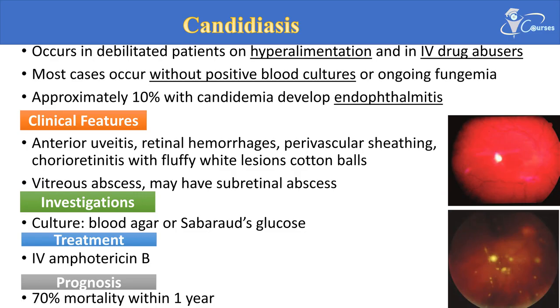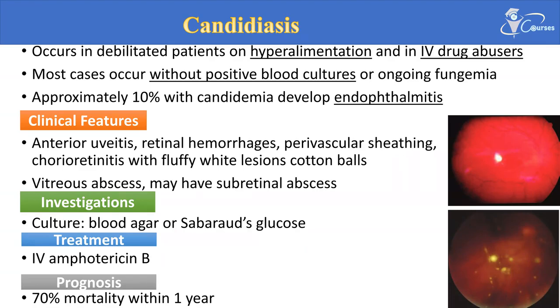So don't confuse cotton balls with snowballs. Snowballs occur with the vitritis in intermediate uveitis, while cotton balls occur due to candidiasis. So this is the characteristic lesion. Also, there could be some vitreous abscesses or subretinal abscess. Investigations: we need to do culture on blood agar or Sabouraud dextrose agar. Treatment should be initiated with intravenous amphotericin B as an antifungal, but watch out for the toxicity. As for prognosis, those patients already have poor general conditions, so usually they have 70% mortality within 1 year.